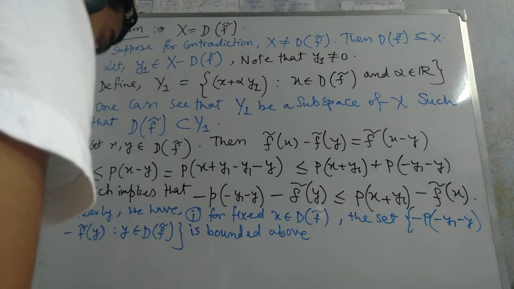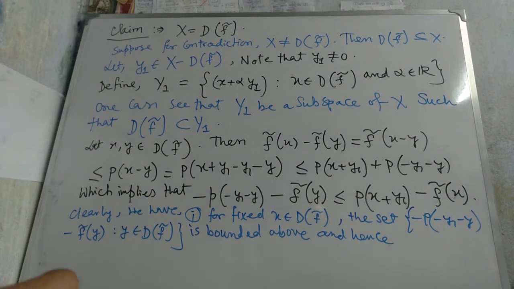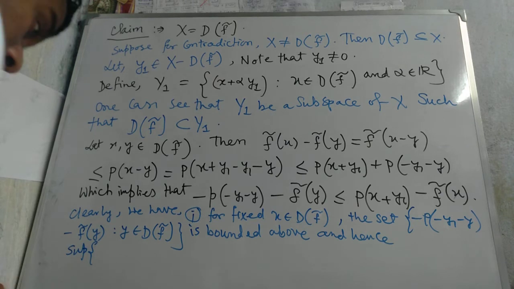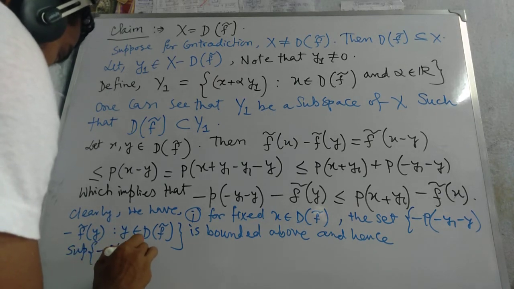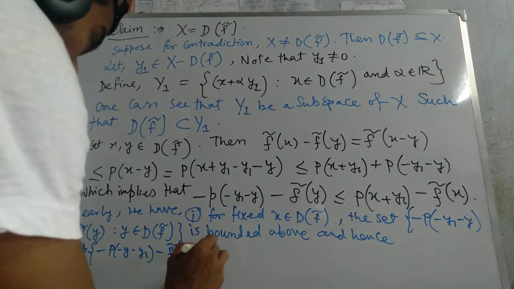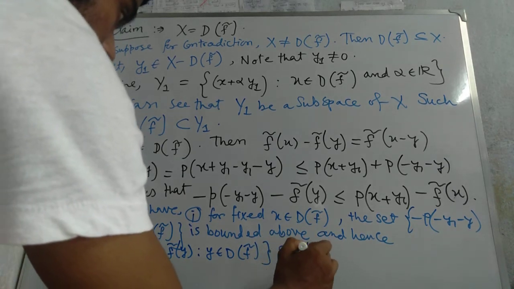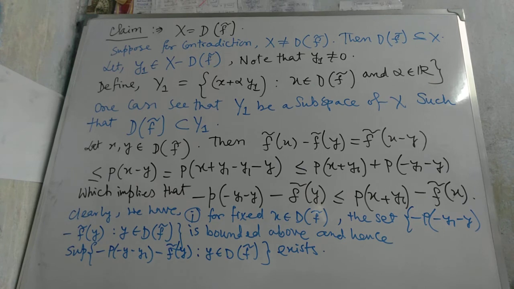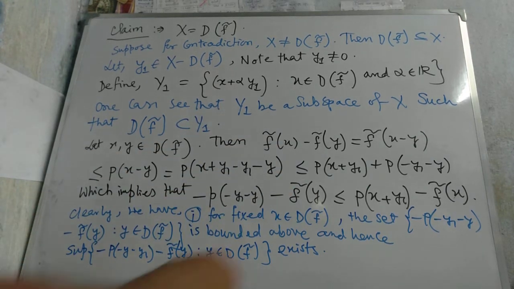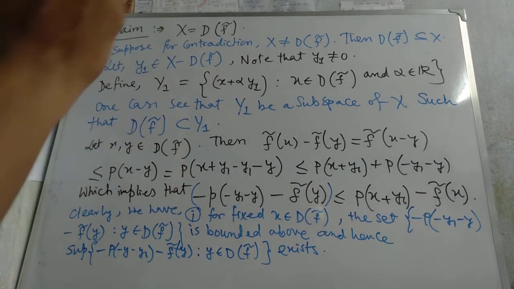is bounded above, and hence the supremum of this exists. Hence the supremum of minus p of minus y minus y1 minus f delta of y, such that y belongs to D of f delta, exists. This set is bounded above, hence its supremum exists.